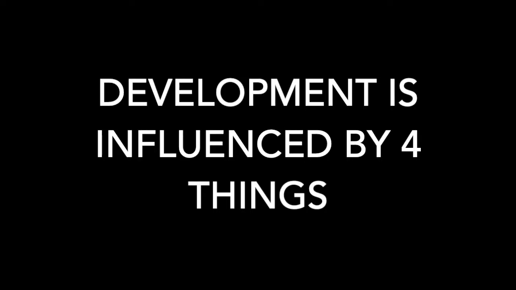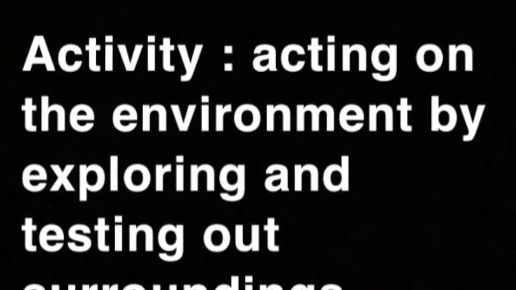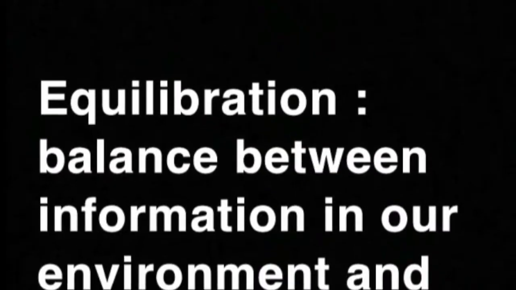Piaget's theory states that changes in development are influenced by 4 different things. They are maturation, activity, social experiences, and equilibration. Maturation is defined as biological changes that an individual will go through. Activity is acting on the environment by exploring and testing out one's surroundings. Social experiences are those opportunities when you learn from others around you. And equilibration is a balance between information that we have from the environment and cognitive schemas.